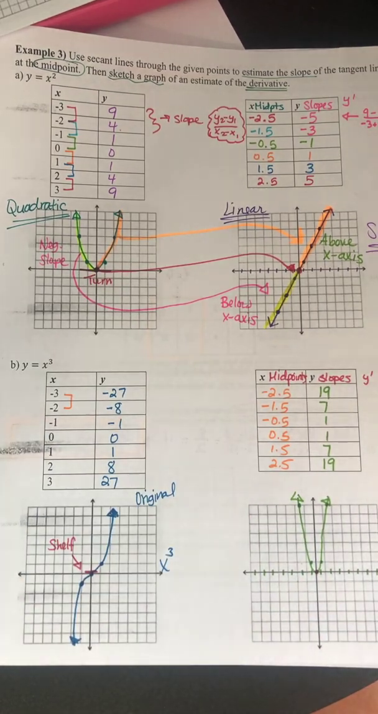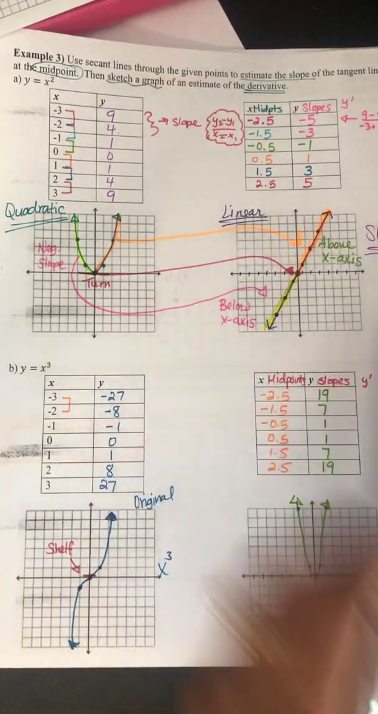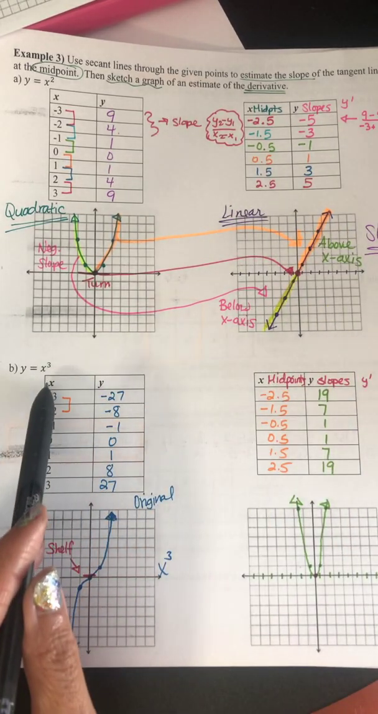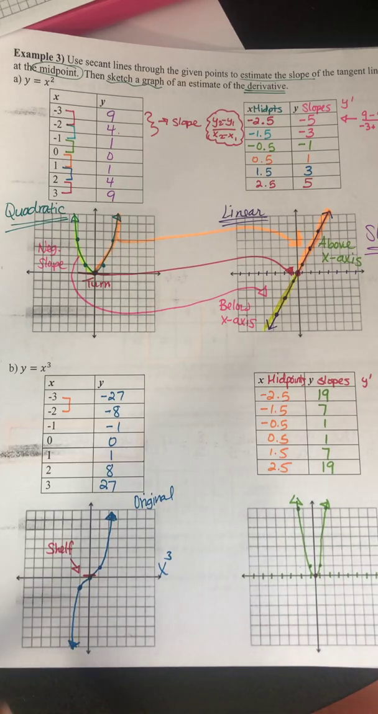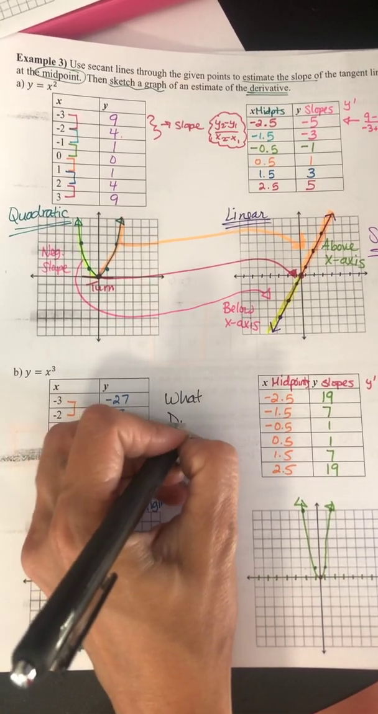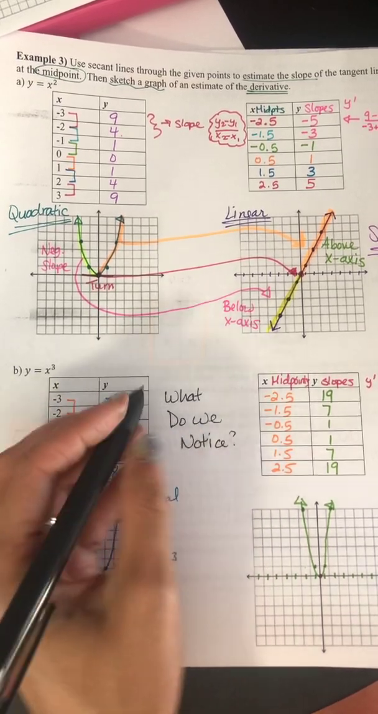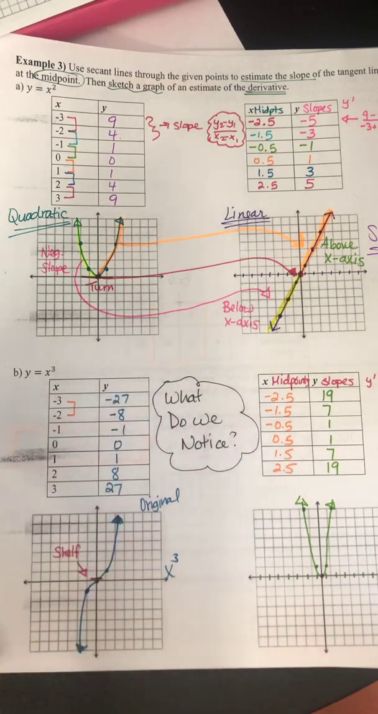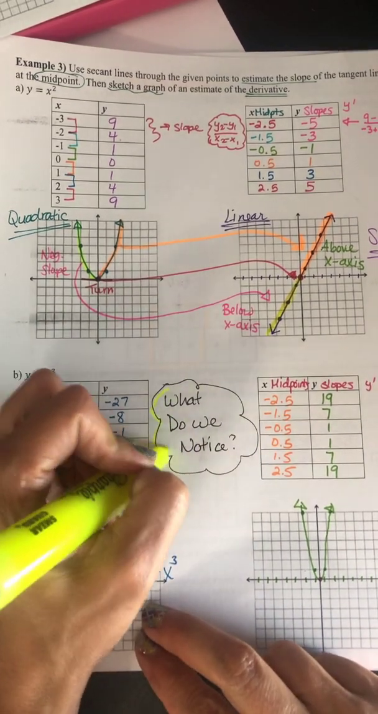Okay, so we had a previous example. The first example, the original function was x squared, and its derivative ended up being linear. This time the original is an x cubed, and the derivative function ends up being a parabola, an x squared. So what do we notice? I'm also going to highlight that. I want that to stick out for you guys. What do we notice?